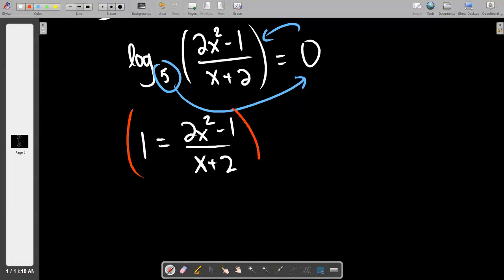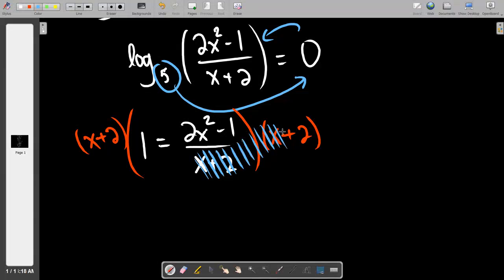I'm going to multiply both sides of this equation by whatever's on the bottom. And then, of course, on the right-hand side, the payout here is that this x plus 2 and this x plus 2 cancel each other out. Why else would we have done that? And then we wind up with x plus 2 equals 2x squared minus 1.